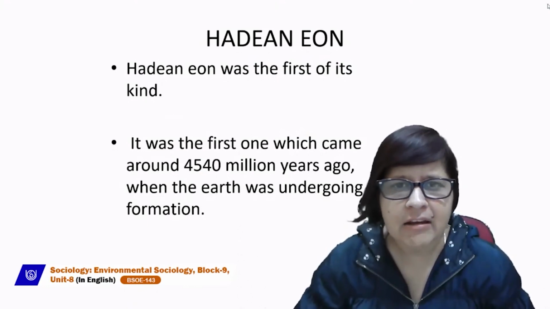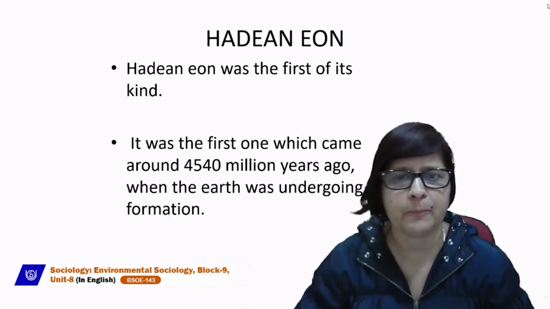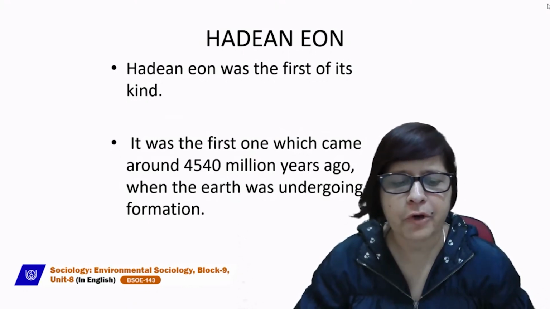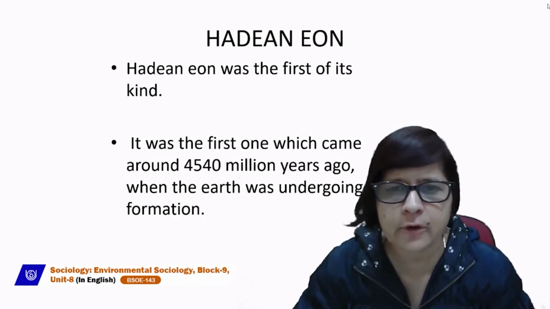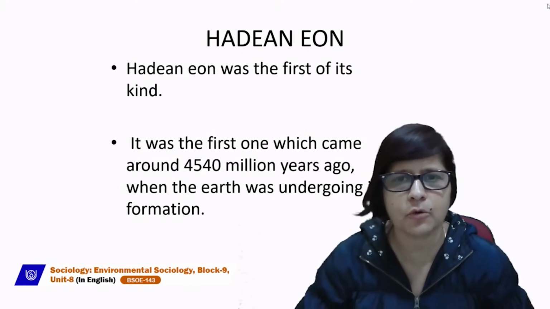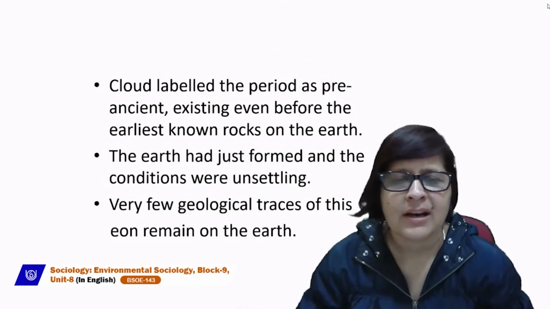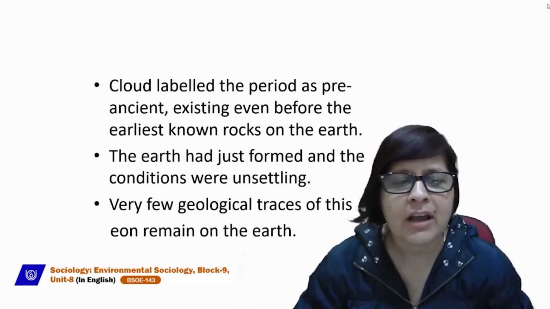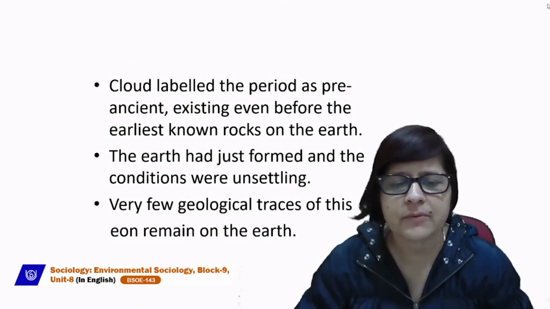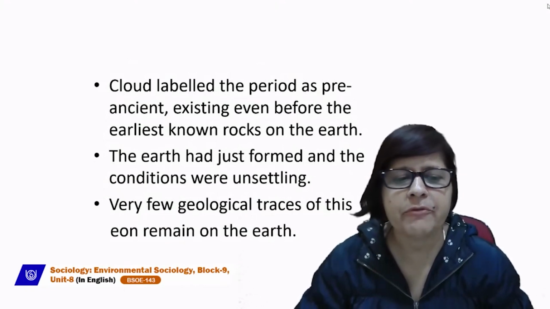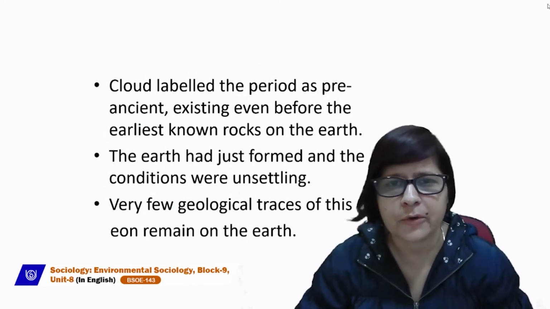The Hadean eon is that time when the Earth was undergoing its formation, around 4540 million years ago. A scientist, Cloud, labeled the period as pre-ancient, existing even before the earliest known rocks on the Earth.